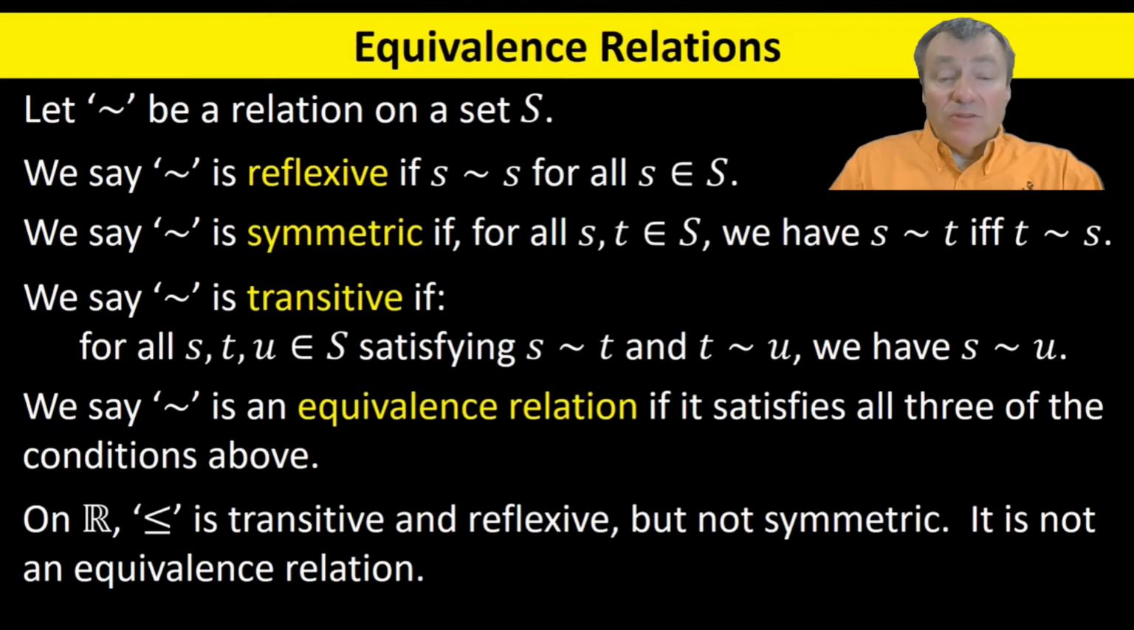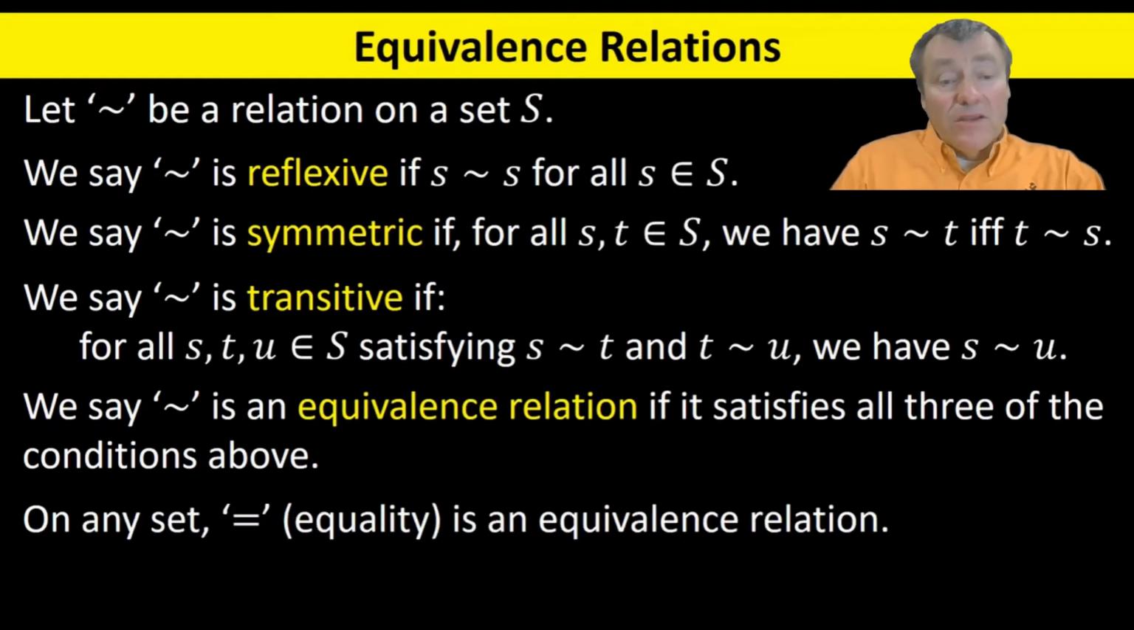The less than or equal to relation is transitive as before. It's also reflexive because each element is less than or equal to itself, but it's still not symmetric. So less than or equal to is still not an equivalence relation. On any set, equality is always an equivalence relation. That's a pretty trivial example of an equivalence relation.